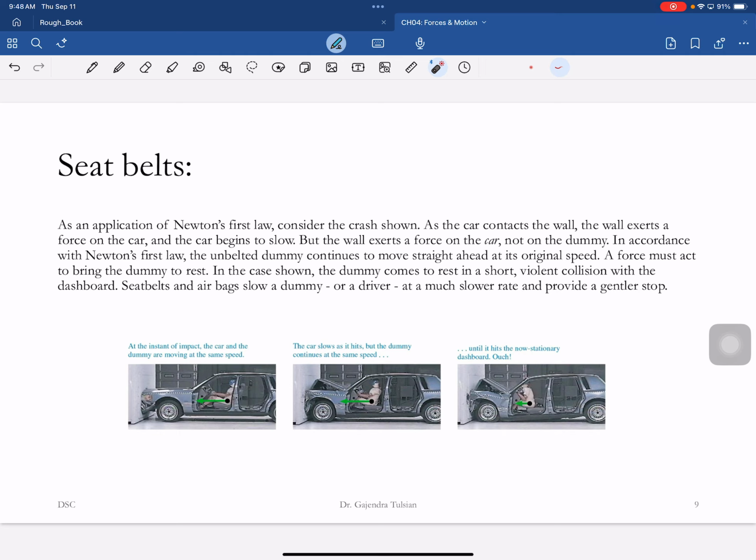Okay. So now let's do the following. Here's a dummy in a car going at 80 miles an hour. Let's make a wall jump in front of the car. Okay, what will happen to the car? The car will stop. Will you stop? No, you keep going at 80 miles an hour till some force acts on you to stop you. Okay? So now I'll write down a couple of equations.